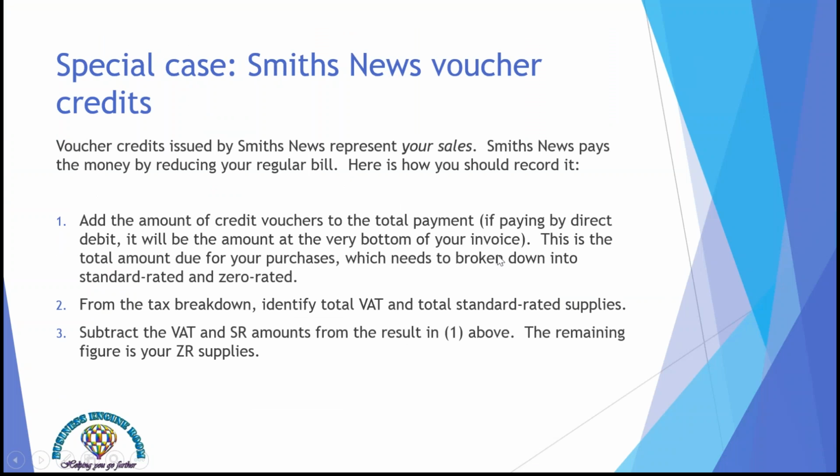If you're paying by direct debit, this will be the amount at the very bottom of your invoice, and this is the amount due for your purchases, which then we'll need to break down. From the tax breakdown, we need to identify VAT and total standard rated supplies. We need to subtract the VAT and standard rated amounts from the result in one above. And the remaining figure will be your zero rated supplies.